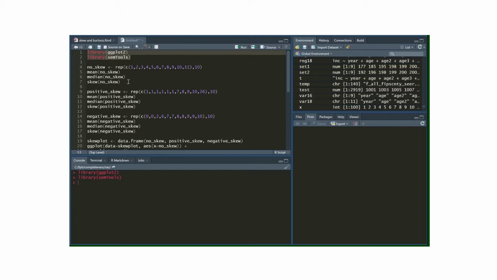Okay, and so for this lecture, for this video, I thought it would be easier to just use some completely artificial data as opposed to real health data to illustrate these concepts. And so for skew, I'm just creating a collection of data from 1 through 11. But then I'm using the rep function in line 4 to create 10 versions of that data. So instead of 11 values, we should have 110 values.